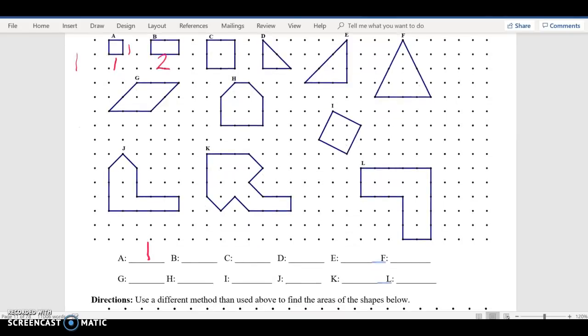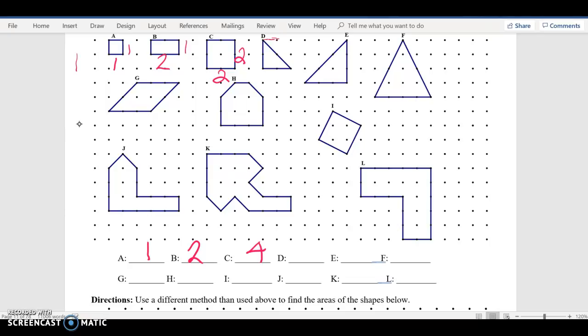B is a 2 by 1. So 2 times 1 is 2. C is a 2 by 2. So when you think about that, 2 times 2, well, my area for that is 4. What about D? How can I find that area of the triangle? Again, I know you may need to pause and slow down so that you can draw these shapes in.